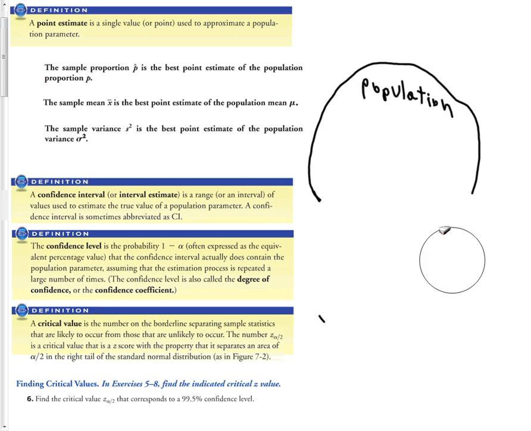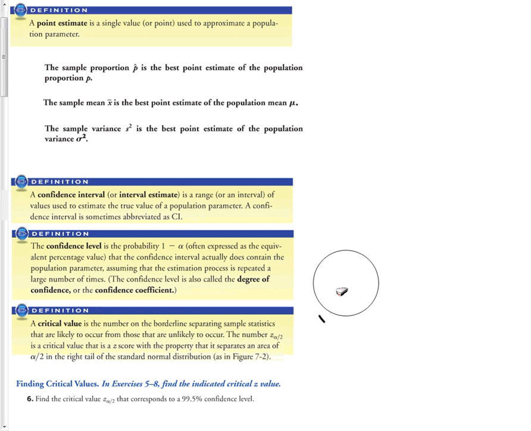All right, the next thing we want to look at is the critical value. A critical value is the number on the borderline separating sample statistics that are likely to occur from those that are unlikely to occur. What that means is the number z of alpha over 2 is a critical value, a z-score with the property that it separates the area of alpha over 2 in the right tail of the standard normal distribution. So this is what we're talking about here. We read about the standard normal distribution here. That's the bell curve.